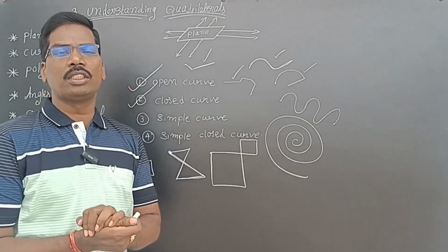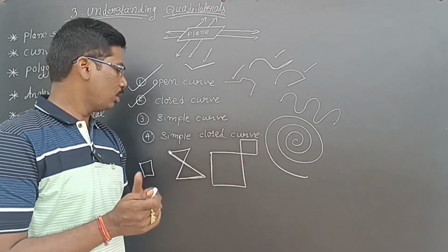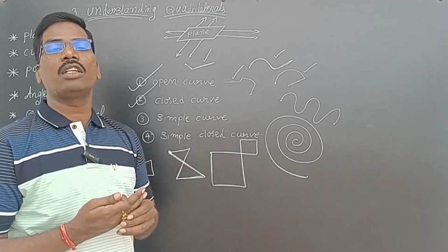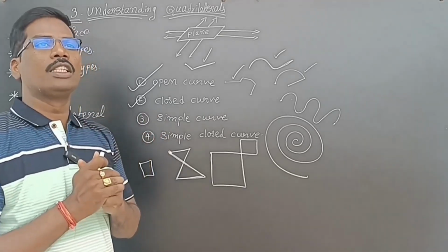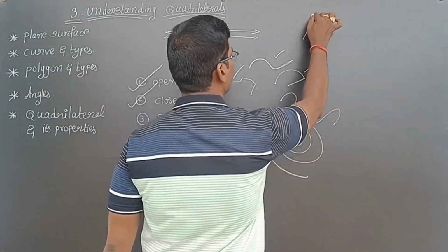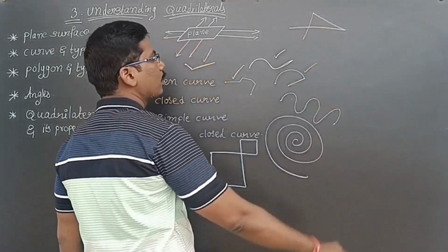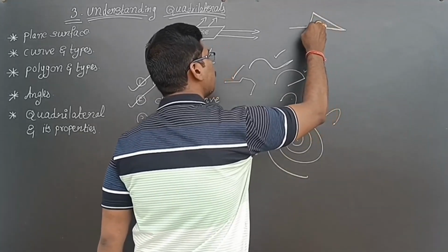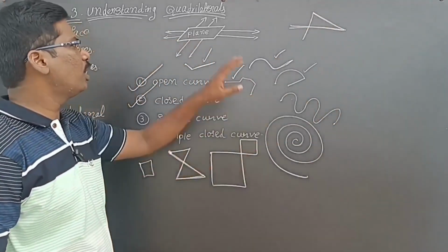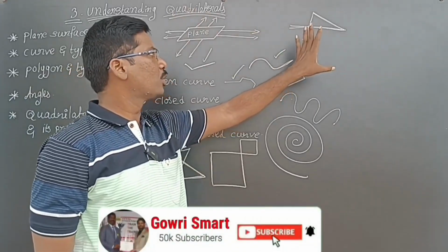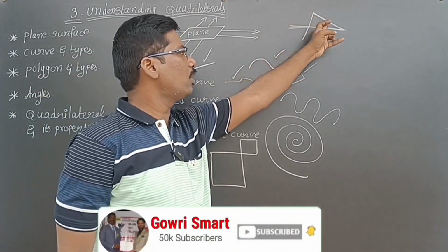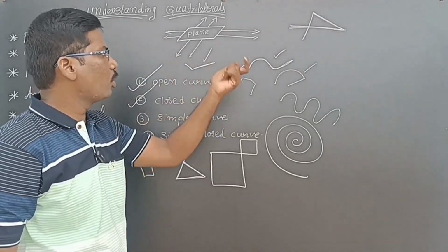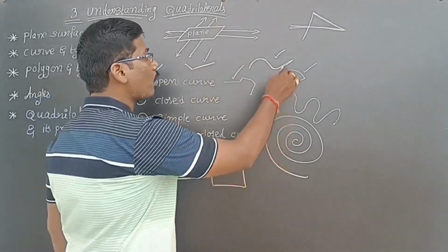Next, simple curve. Simple curve means, see here, open curves are simple curves and closed curves are also simple curves, but that does not cross itself. Those are called simple curves. For example, see here. It is crossing. Where I am drawing here, again it is crossing itself. So it is not a simple curve. It is only a curve. What curve is this? Here it is open, so we can't say that it is an open curve or a closed curve. This is a curve only.